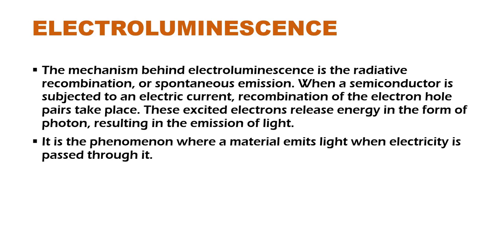Electroluminescence is the phenomenon where a material emits light when electricity is passed through it. Electroluminescence generally involves a material producing light without producing heat. Electroluminescence is produced when an electric current is passed through a semiconductor with tiny holes. As excited electrons pass over these holes, they are emitted into the free air as particles known as photons.